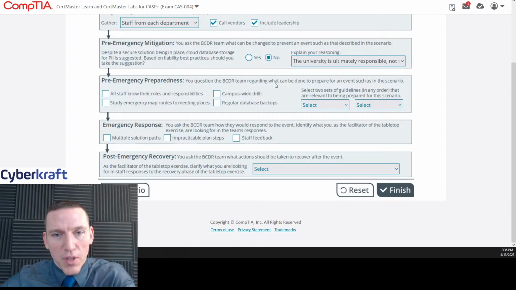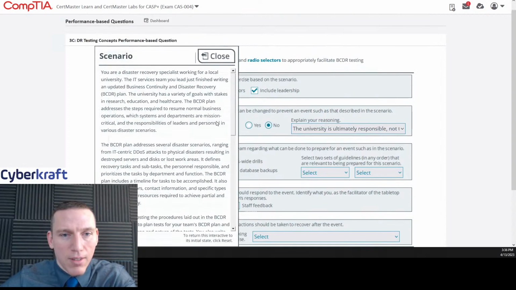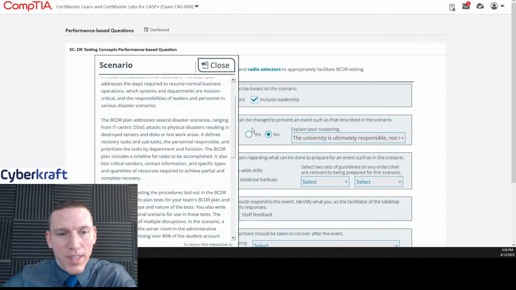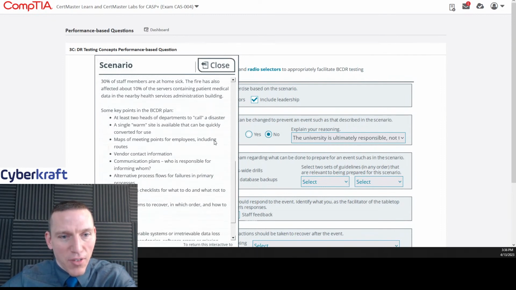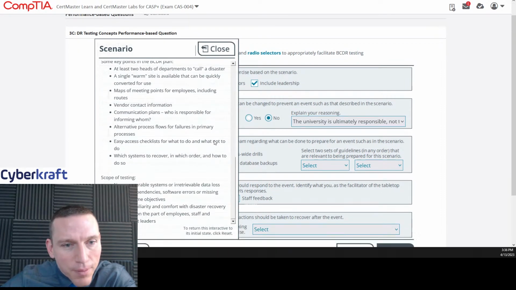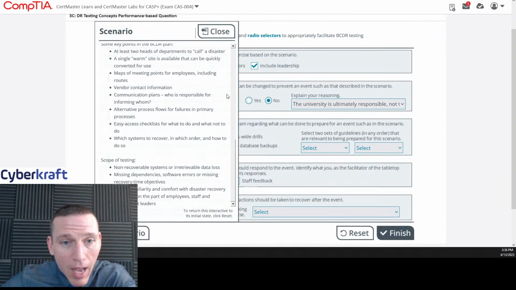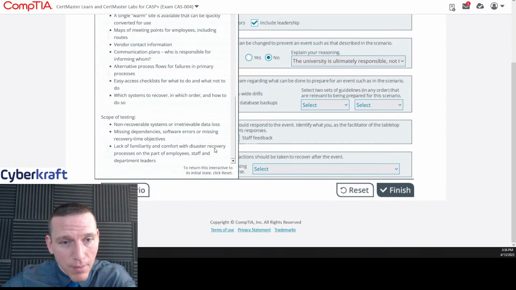And do we want to include the staff? Do we want to prepare the staff for these things? I mean, this doesn't, all staff know their roles and responsibilities in campus-wide drills. These are just, the tense of that is very different. I mean, I think what this question is basically asking is what are key points of a BCDR plan?